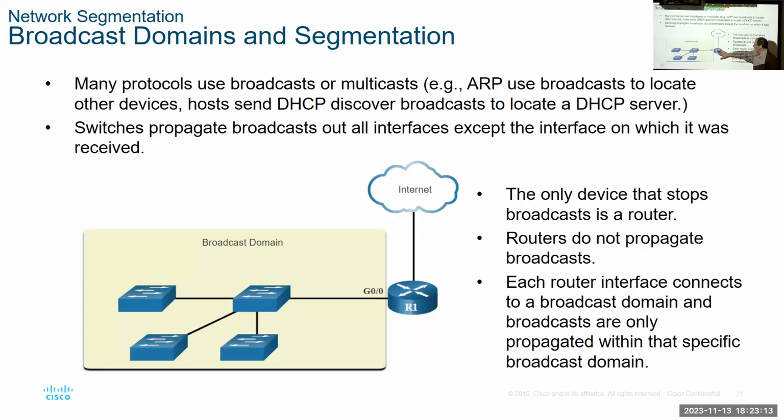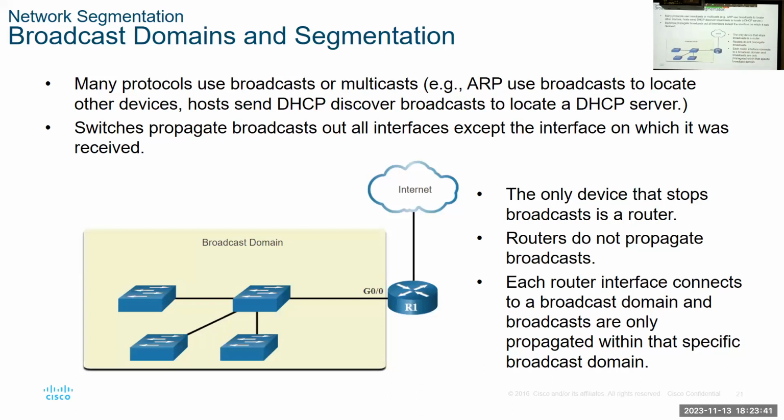So routers stop broadcasts. Any broadcast that occurs in this network, let's say there were a couple hundred hosts in here, would be heard by all the devices connected to these switches, but when it got to the router, it wouldn't forward it. It wouldn't go out here, right? Which is a good thing. If it went out to the internet and routers forwarded broadcasts, then the internet wouldn't work.